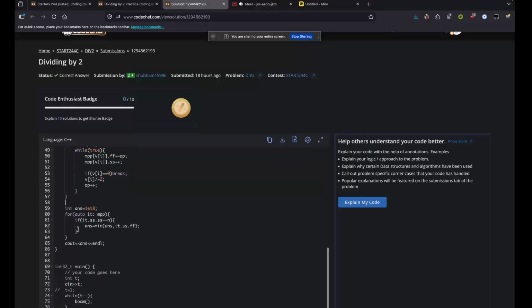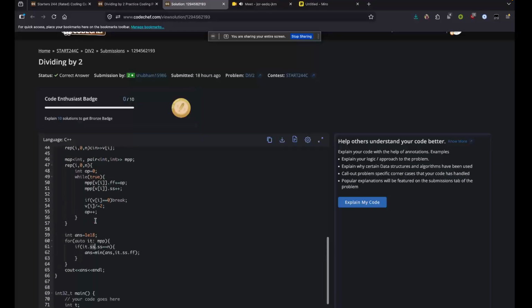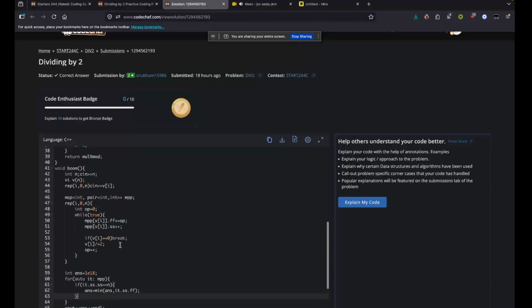That's why when we are comparing, we are taking the second part of this pair, and again the second of that, which is this one. So we are comparing the frequency with the total number of elements. If it is equal, then it is a candidate for the answer. That can be the answer. So this is the optimized approach.